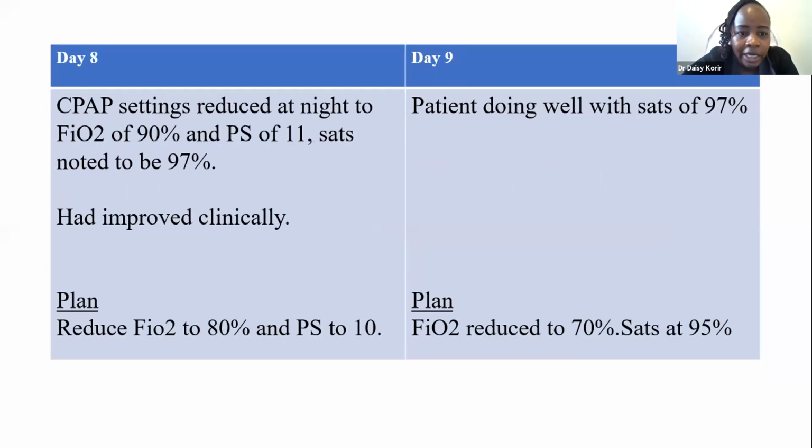The following day, this patient had now improved significantly, and so the FiO2 was reduced again, the pressure support was reduced, and his SATs were now very good at 97. So the plan was to reduce further to an FiO2 of 80 and pressure support of 10. The patient continued to have SATs of around 97, and FiO2 was continued to be reduced to 70, and the SATs were still at 95. This is now at day 9.